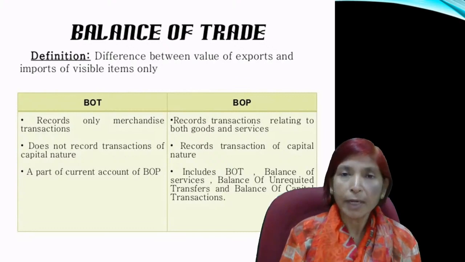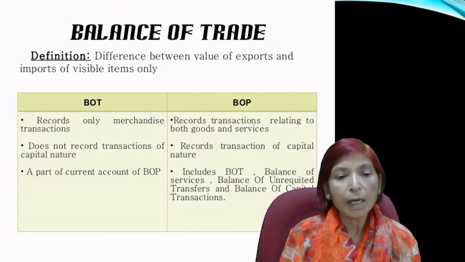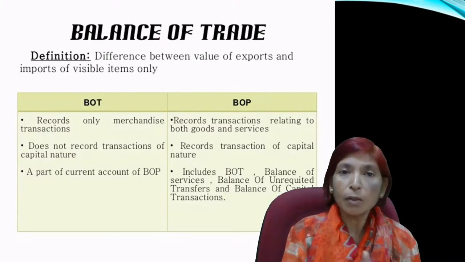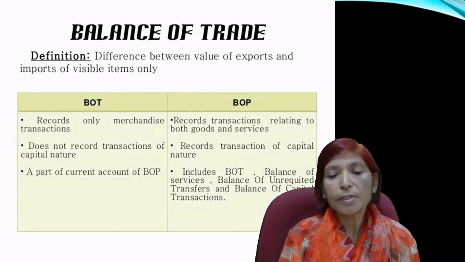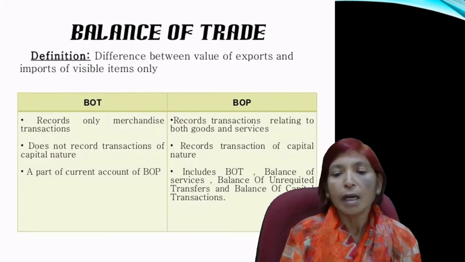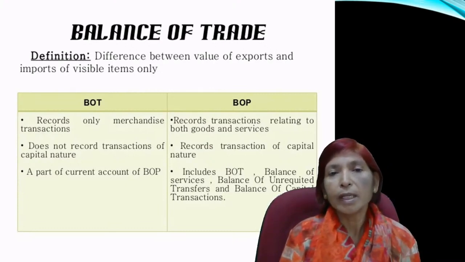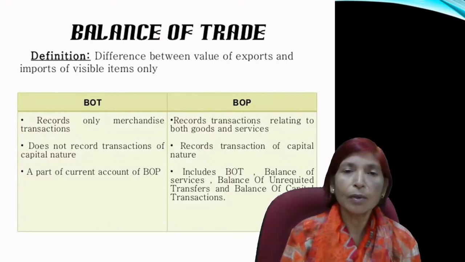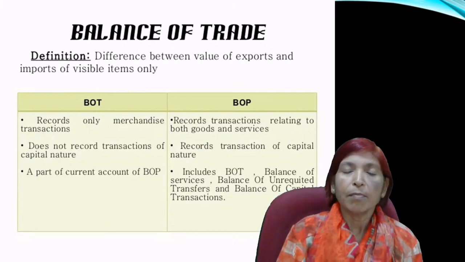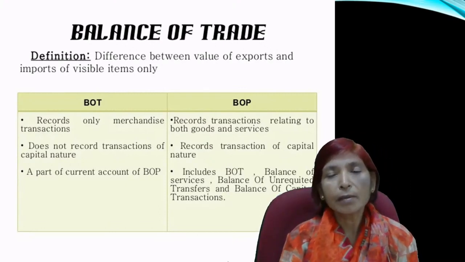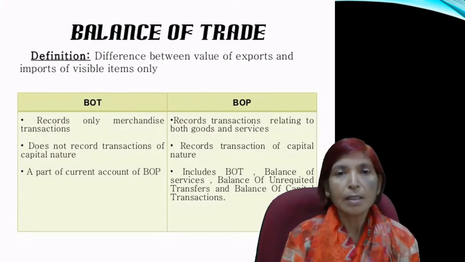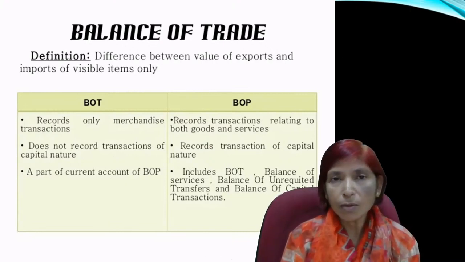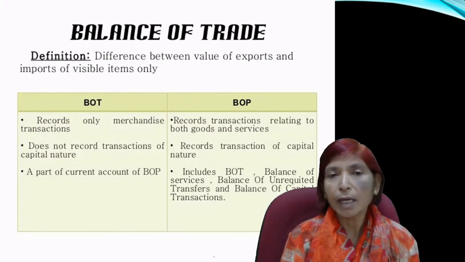Balance of trade is a part of the current account of BOP, but balance of payment includes BOT, balance of services, balance of unrequited transfers or unilateral transfers, and balance of capital transactions. All these things are included in balance of payment. Balance of payment has mainly two accounts, but generally it has three accounts. One is current account, second is capital account, third is official reserve account.